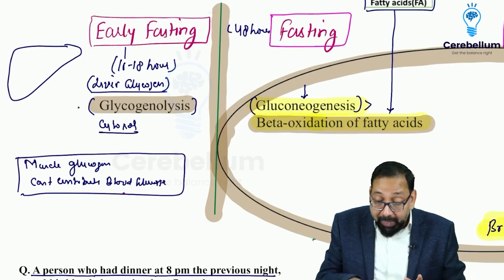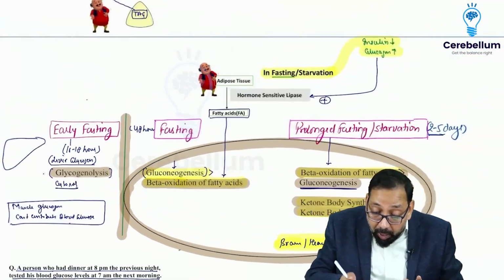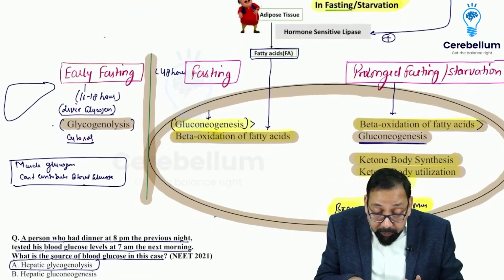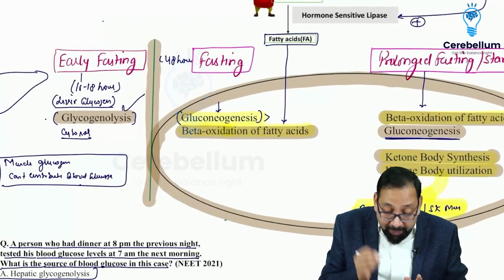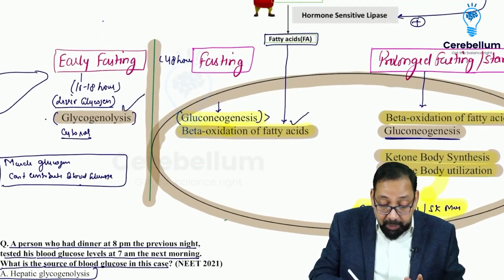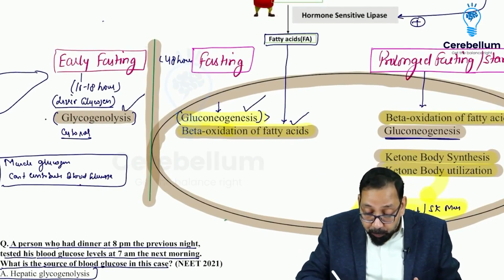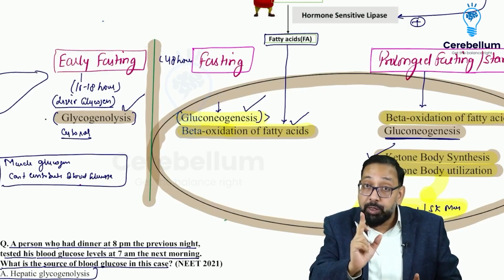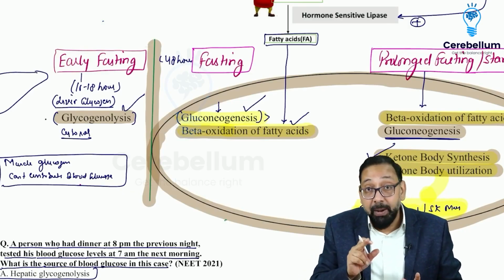And you know that glucagon is a hormone of fasting or starvation. So all these pathways, meaning glycogenolysis, beta oxidation of fatty acid, gluconeogenesis, and ketone body synthesis, are activated by glucagon. Point it out. All these pathways are activated by glucagon.